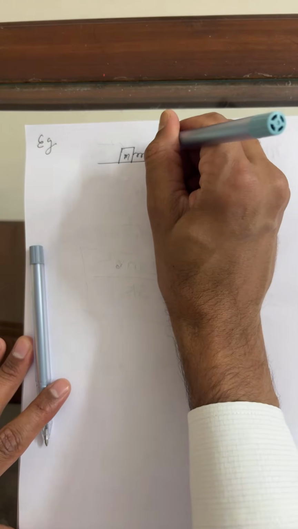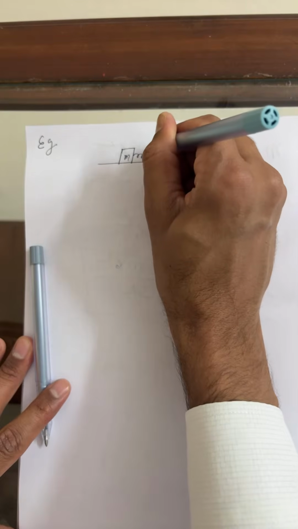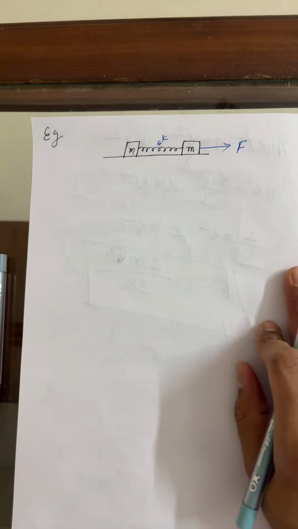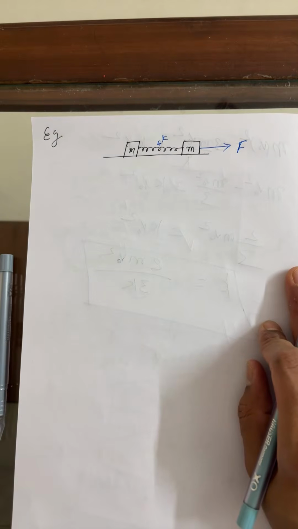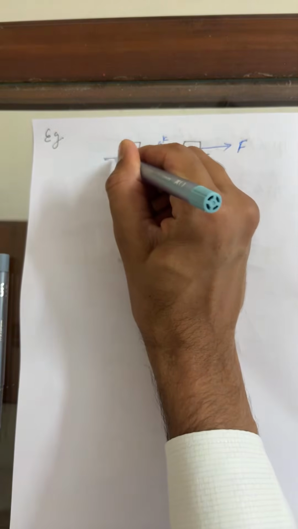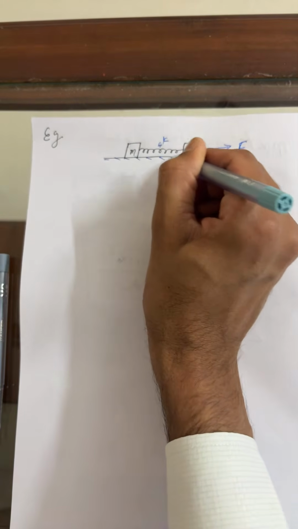Initially, K is the spring constant. There is no stress at all. The system is at rest on a frictionless surface, so there is no friction at all. A constant force F, which remains constant, is applied on one block, pulling it away from the other, as shown in the figure.